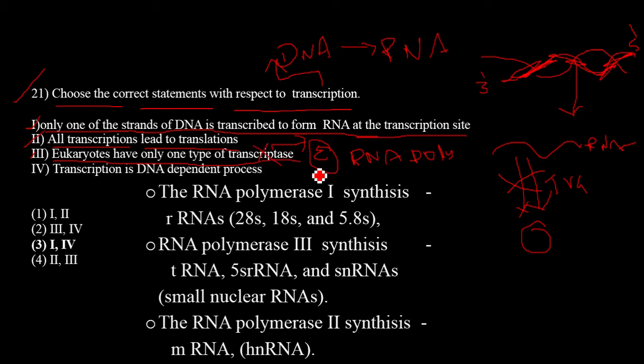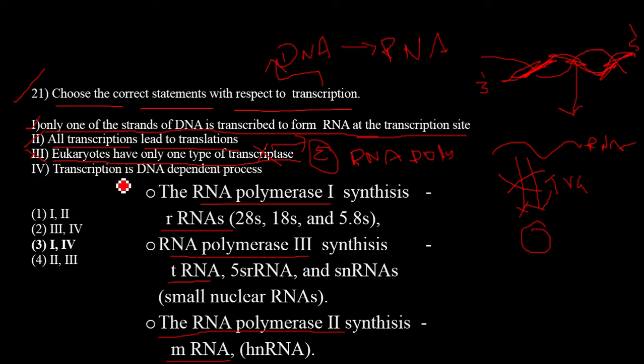Eukaryotes have more than one type of transcriptase. Eukaryotes have three types of transcriptases: RNA polymerase 1, which synthesizes the rRNA; RNA polymerase 3, which synthesizes the tRNA; and RNA polymerase 2, which synthesizes the mRNA. Three different types of transcriptases are present in eukaryotes. Only prokaryotes contain a single type of transcriptase. Hence statement 3 is also wrong.